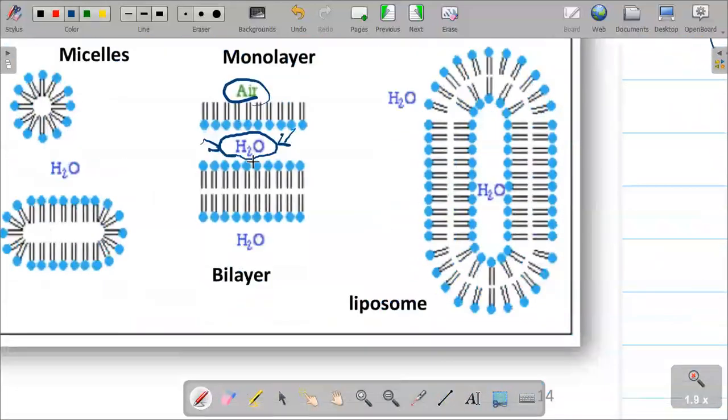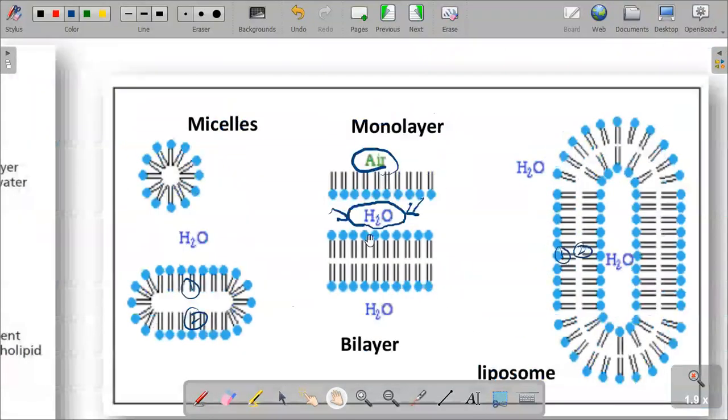At the same time, if both areas are covered with water, they'll form one, two, they'll form a bilayer. Yes? Yes, sir. So they'll form a bilayer when it's fully surrounded by water. Here you can see layer number one, layer number two. At the same time, if only one area is water and the other area is air, they'll form a monolayer. Liposome means when they are fully focused towards the water, the two lipids, lipo means lipid, soma means body. So they will form a lipid surrounding body that is called a liposome. Got it?